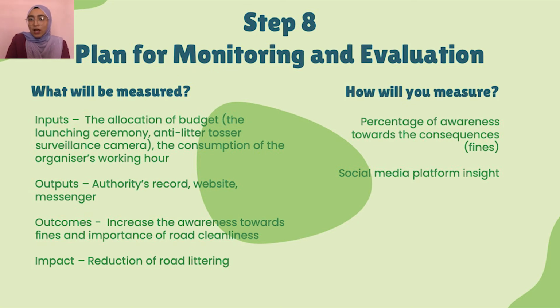Third is the outcome. The outcome from the campaign is that we want to see an increasing number of awareness towards the fine and also the importance of road cleanliness. And for the impact, of course, there will be a reduction of road littering. How will it be measured? We will look through the authority's records and the numbers of awareness towards the fine, during the first phase of implementation and the second phase of implementation, and of course through our social media platform insights.